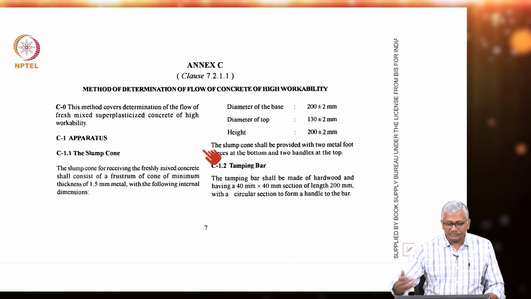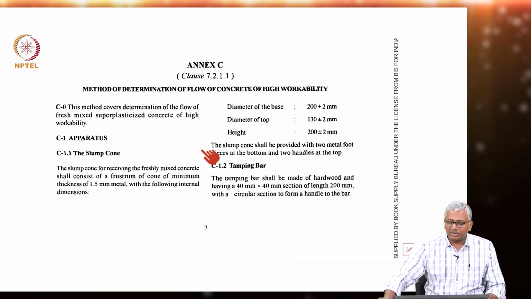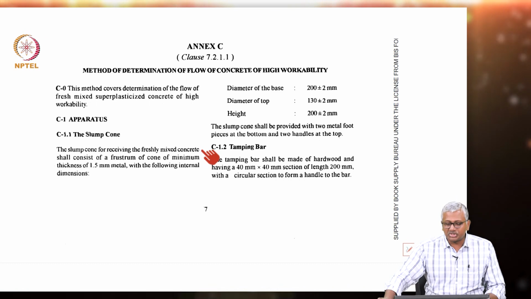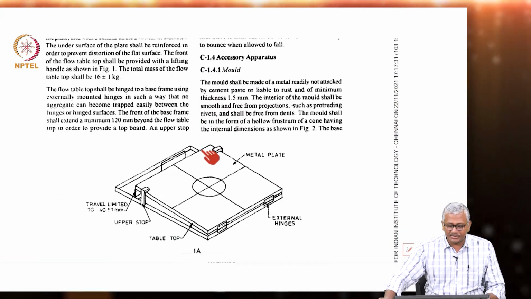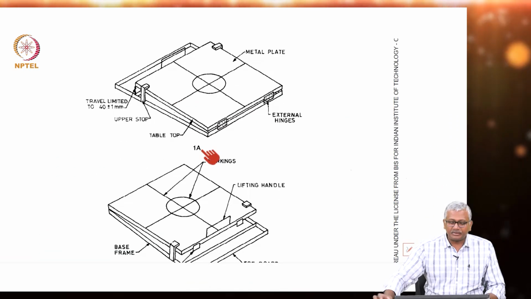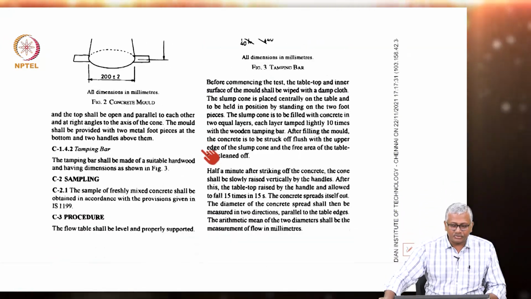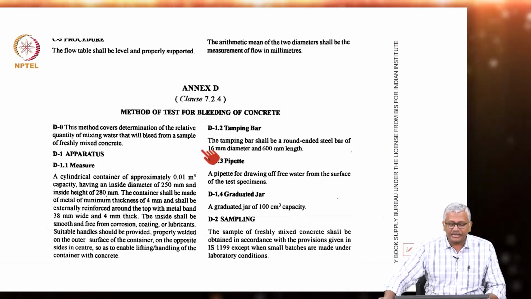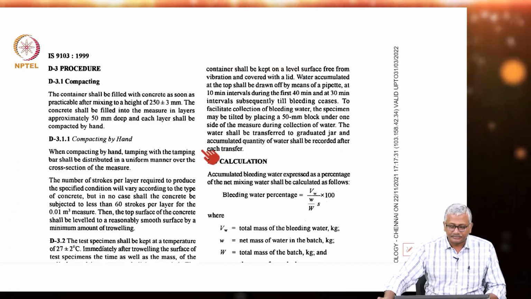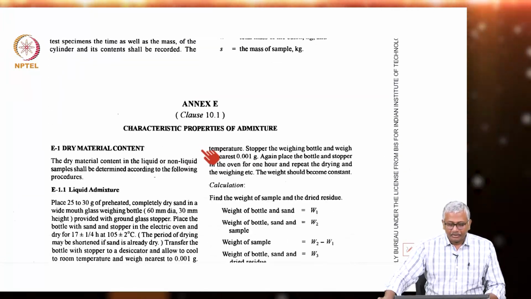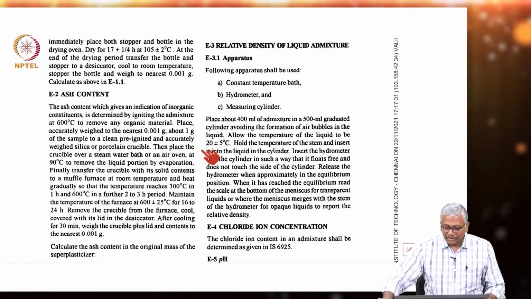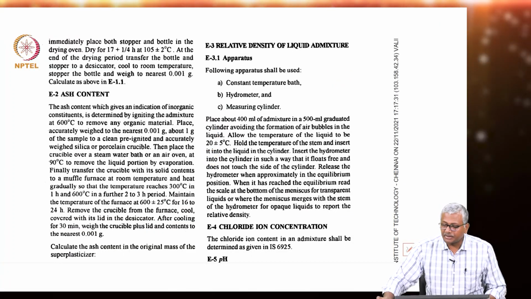So again, it gives you other methods also, determination of flow of concrete of high workability. Essentially, it's describing the slump flow test and the flow drop test also. So all of these are tests to be used for high flowable concrete and tests for bleeding of concrete. Okay, right. So I'll close this and then move on to the next chapter.